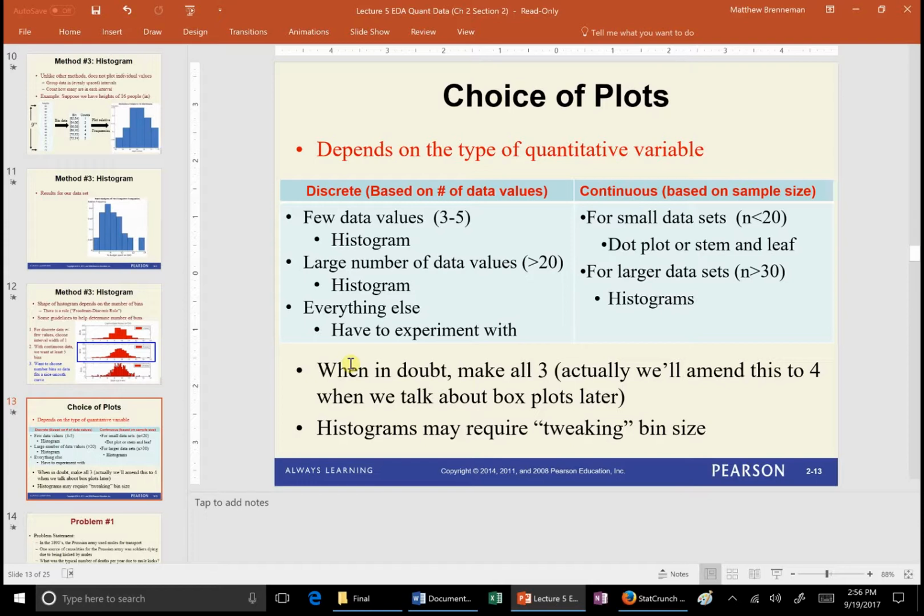Okay, questions on plotting quantitative data? Why don't we do some? Let's go ahead and do some examples.